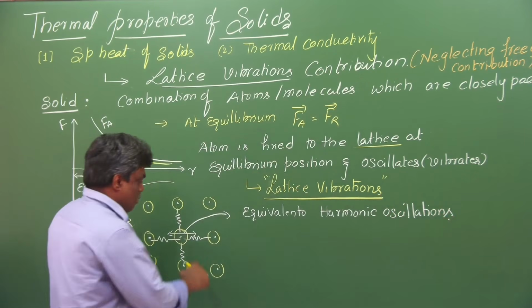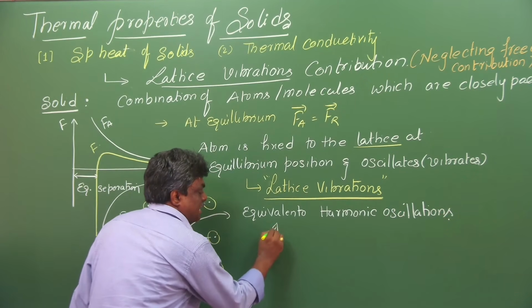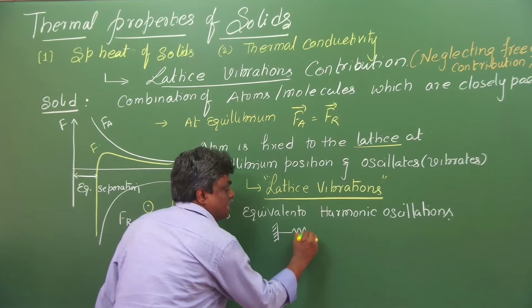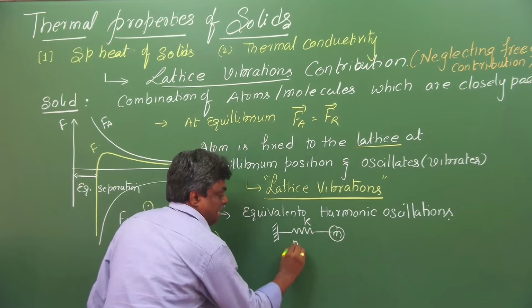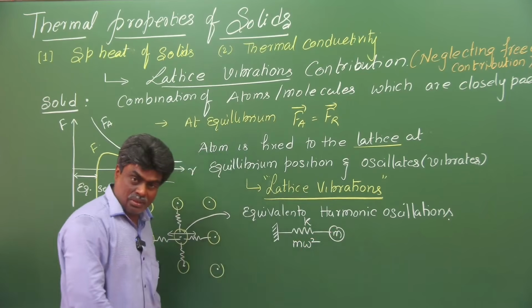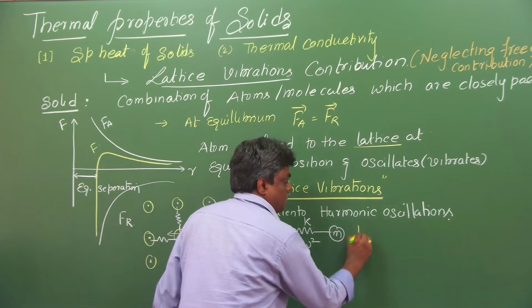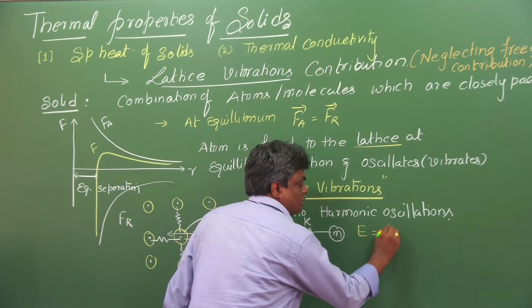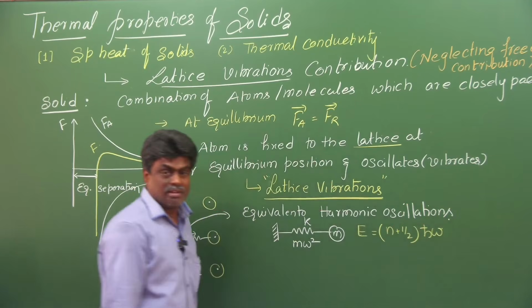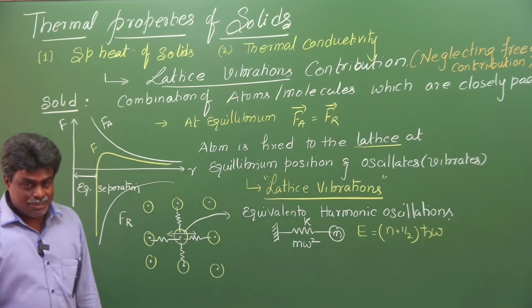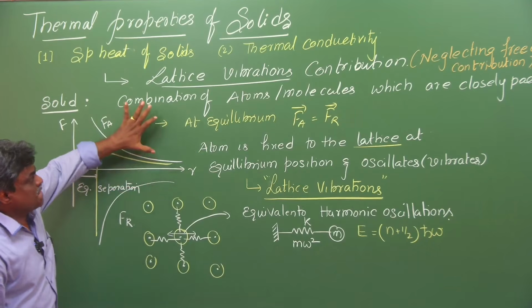That means all these oscillations we can treat just like a harmonic oscillator. This is the mass m and this is the force constant k, which is m omega square. According to quantum mechanics, the energy of the oscillator is equal to (n plus a half) h cross omega. I hope you understand what I am saying here.